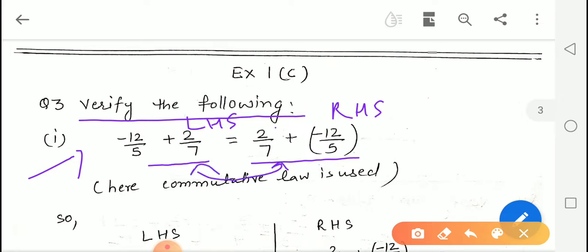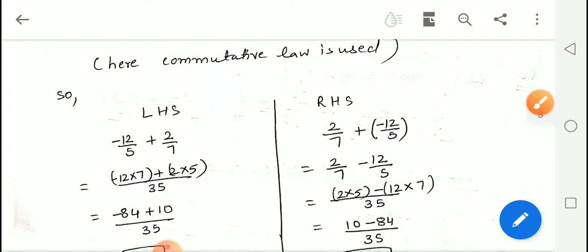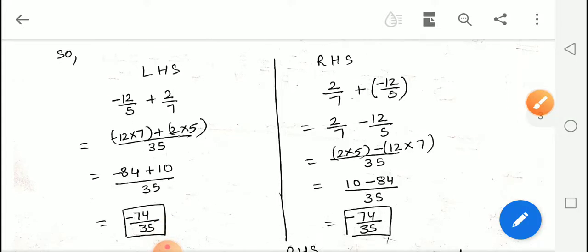So let us recall the commutative law. Here commutative law is used, that is ulta pulta ek saman. Now we will solve this: first we will solve the left hand side, then we will solve the right hand side and see whether left hand side and right hand side are equal or not. So let us solve this.